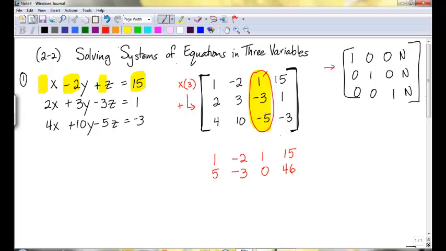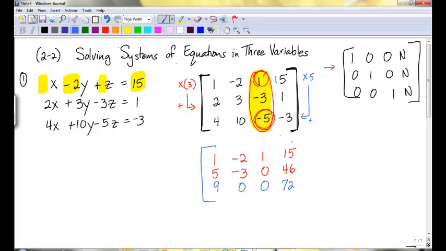Okay, then let's go for another 0 right here. What can I multiply this by? Multiply by 5. Okay, so I'm going to multiply by 5 and I'm going to add it down. Multiply 1 by 5 would be 5 and add it to 4 would be 9, right? Negative 2 times 5 would be negative 10 and add it to 10 would be 0. 1 times 5 would be 5 and add it to negative 5 would be 0. 15 times 5 would be 75 and add it to negative 3, 72.